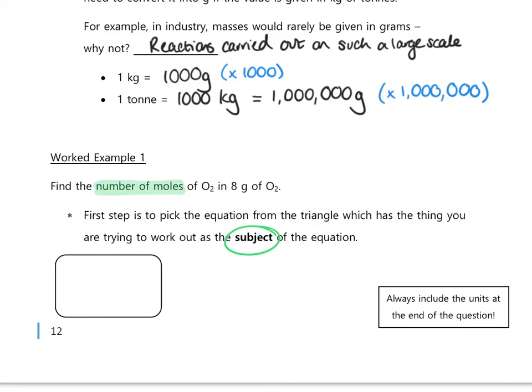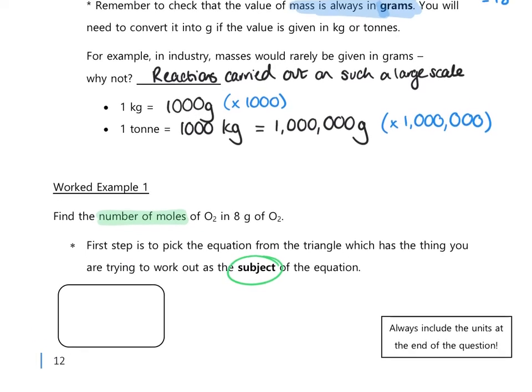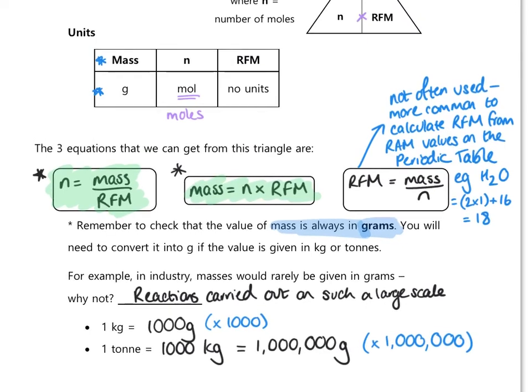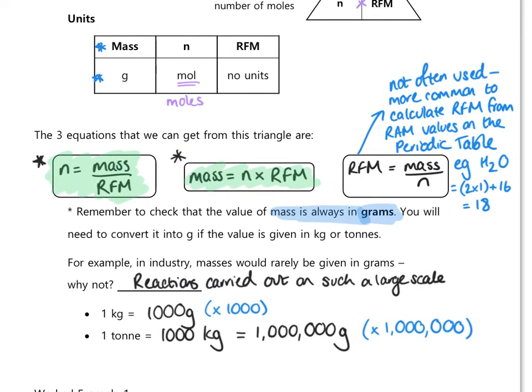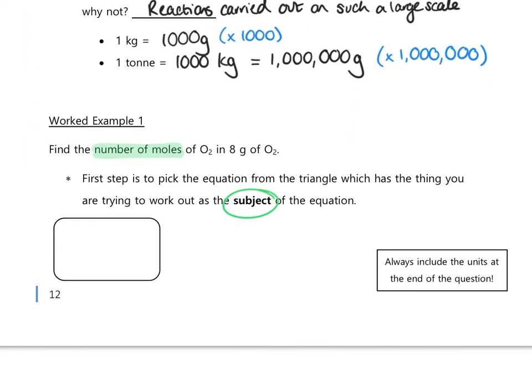So let's go back up to our equations for a second. So it says find the number of moles of O2. So number of moles, what is that? Well, that's n. So what I'm doing is I'm picking this first equation, this equation 1, n equals mass over RFM, because that's what I'm trying to work out. So let me write that in our box here. So n is equal to mass over RFM. Remember, n is representing the number of moles. So that's the equation that I want to pick.